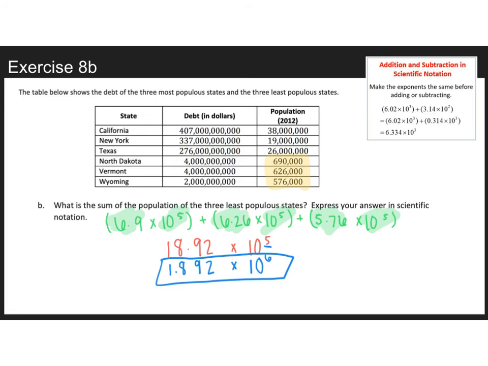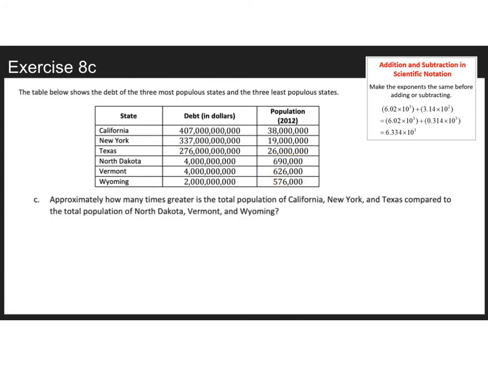Let's go ahead and keep going. Moving on to number 8B. 8C, sorry, exercise 8C. All right, it says, approximately how many times greater is the total population of California, New York, and Texas compared to total population of North Dakota, Vermont, and Wyoming? So essentially, we're going to be dividing these numbers. This is review, okay? But we're going to take these numbers that we've already written in scientific notation and then divide them. So let's go back and write down our answers from the last couple of questions and then find this answer.